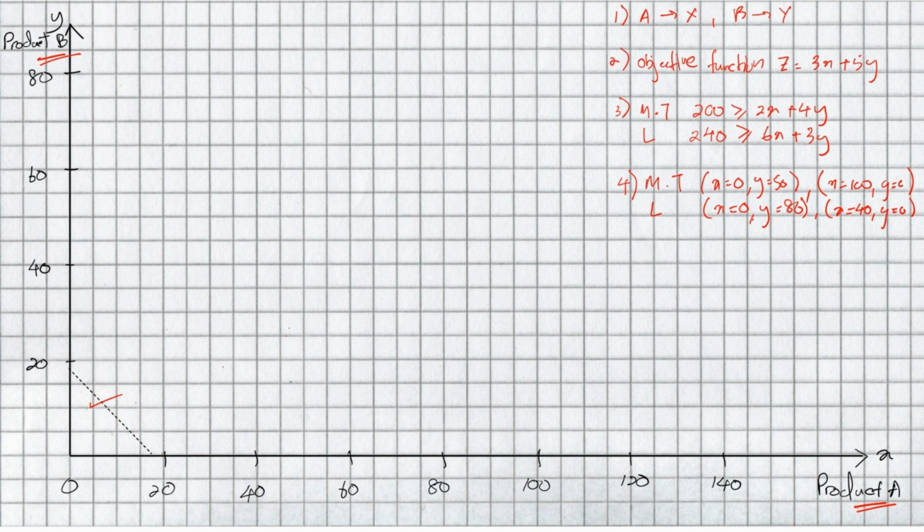Let's draw the line for material T first. The first point is when x is 0, y is 50. It is here. The second point, when x is 100, y is 0, is this point. Now we can draw the line using these 2 points. This is the line. This line represents material T.